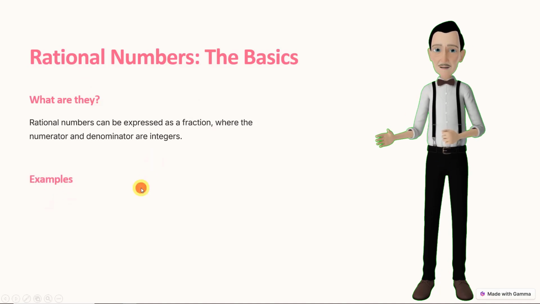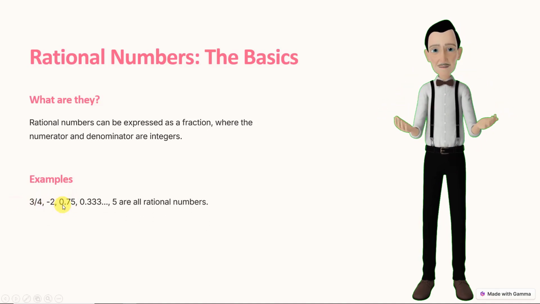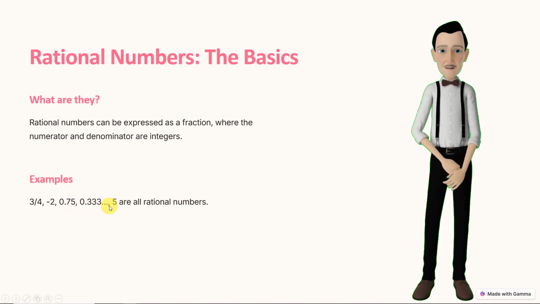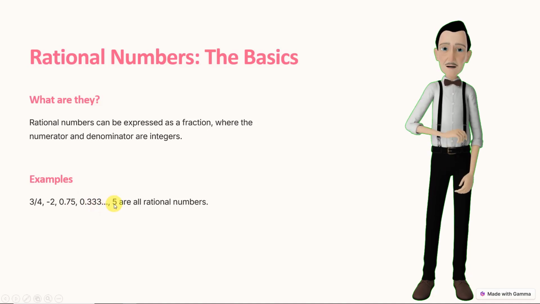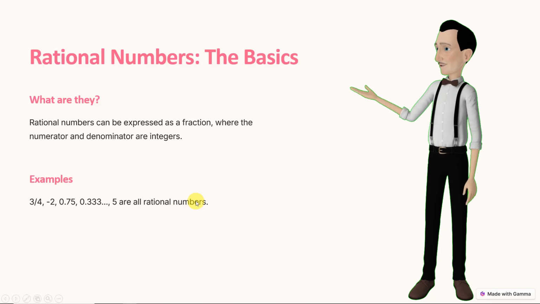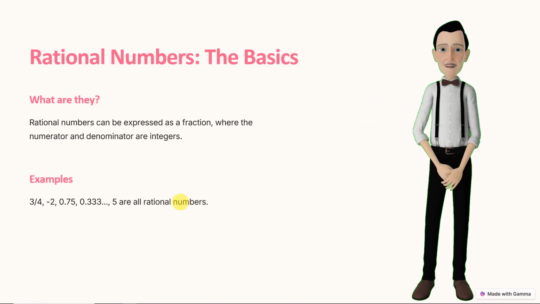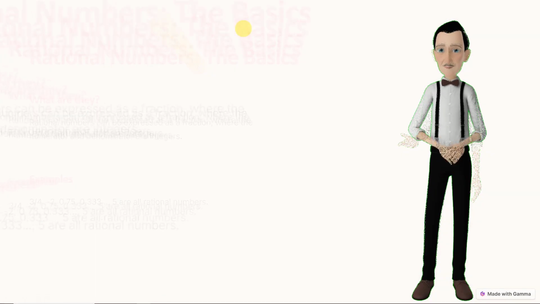Let's look at some examples. For instance, 3/4, -2, 0.75, because 0.75 is 3/4, and 0.333333, because it's a repeating pattern, is 1/3. They are all rational numbers. If you look at the other videos that I've made on rational numbers, you can hear exactly what rational numbers are and how to determine which is irrational and which is rational.